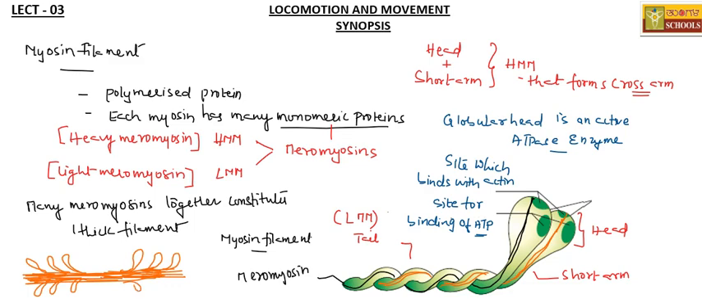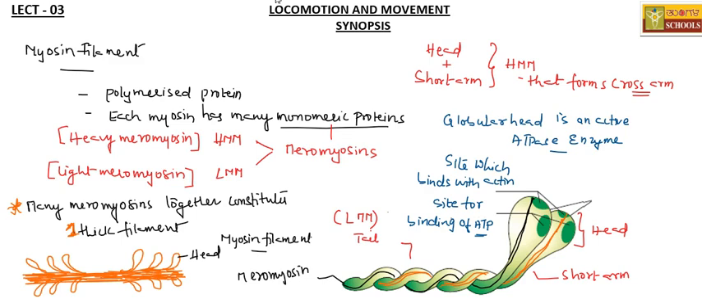All these portions are the tail portions, and what you see on the top is the head portions. As I mentioned, so many myosins together constitute one thick filament. In this diagram you are seeing two myosins which will constitute a myosin filament. Here is a head, and the remaining part is the tail. This head has one short arm.